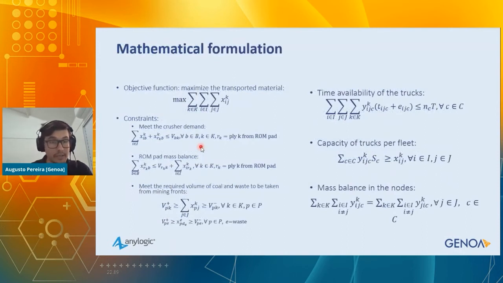Here we can see briefly the mathematical formulation of the problem. The objective function, as I mentioned, is to maximize the transported material, and we have certain constraints here. First one, we need to meet the crusher demand. We need to ensure the mass balance in the ROM pads. We have to meet the required volume of coal and waste to be taken from the mining front. We need to mind the time availability of the trucks.